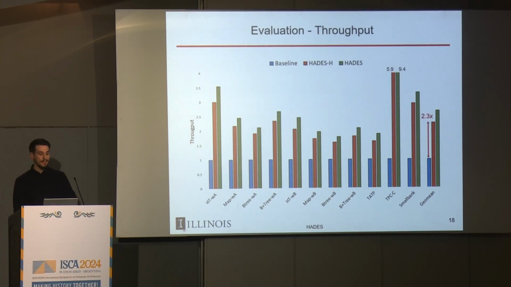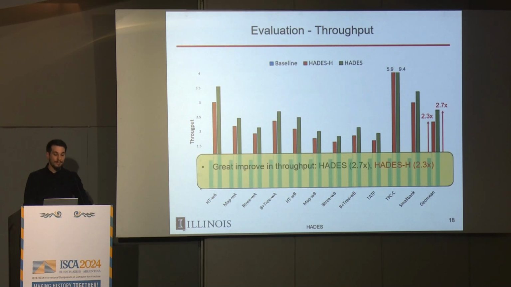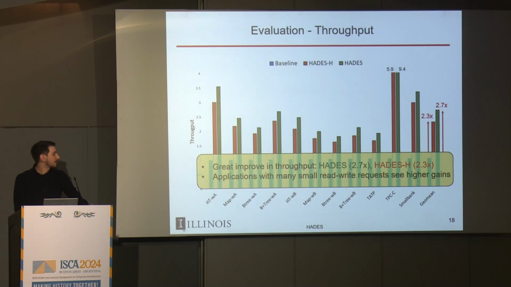And we find that hybrid Reidys is 2.3 times faster than baseline, while Reidys is 2.7 times faster than baseline. This means that both of our approaches greatly increase the throughput, and we can see applications that have multiple small read and write requests to see even higher gains. This is because the software overheads of doing all this bookkeeping is further exacerbated for such applications.